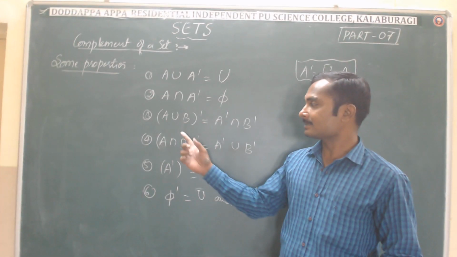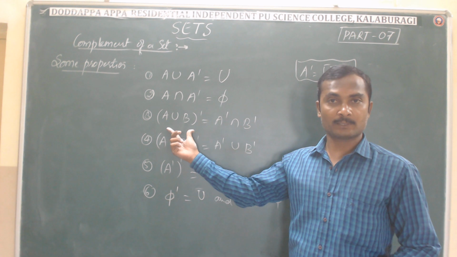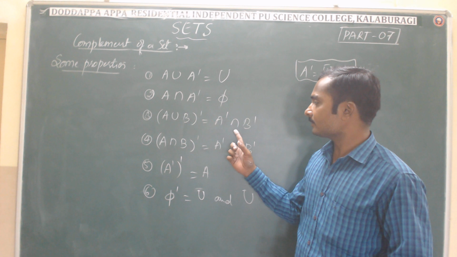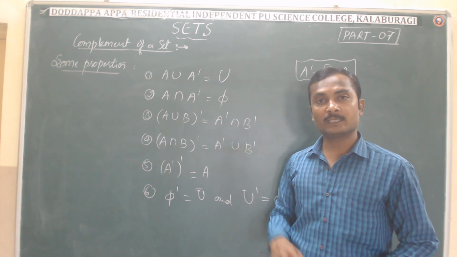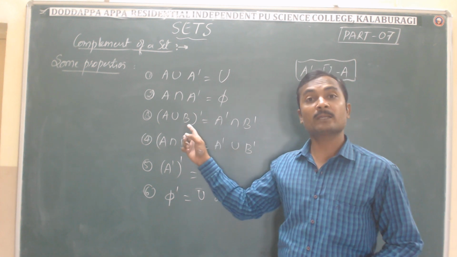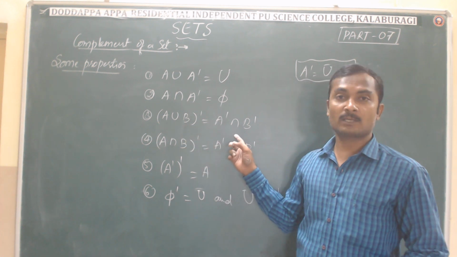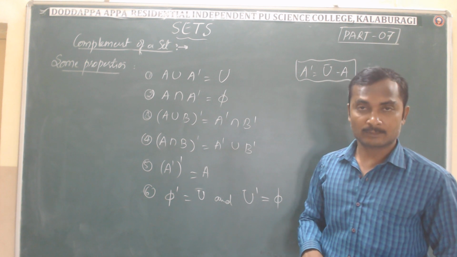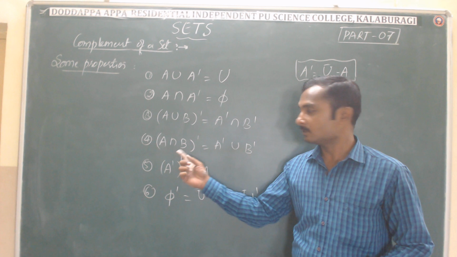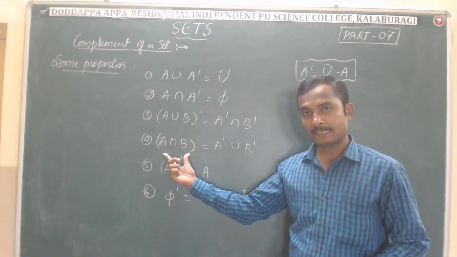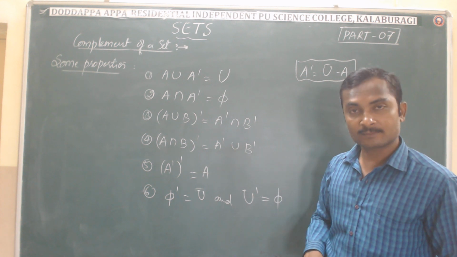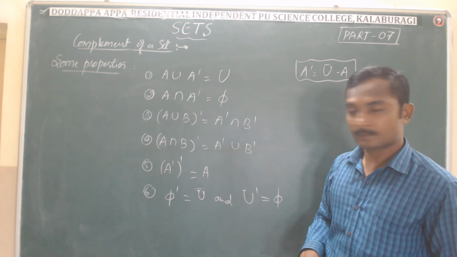Okay. Third one is A union B whole complement. The complement of the union of two sets is always equal to the intersection of the complements of the individual sets. I repeat, the complement of the union of two sets is always equal to the intersection of the complements of both sets. Similarly, the complement of the intersection A intersection B is always equal to the union of the individual complements of the sets.